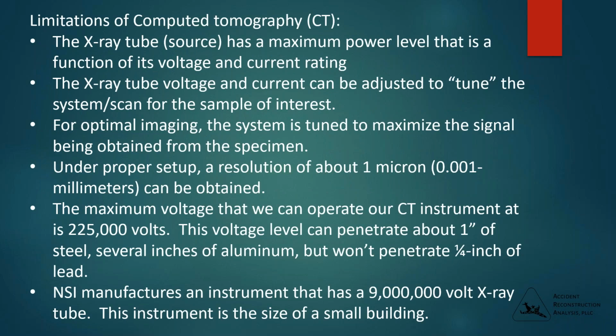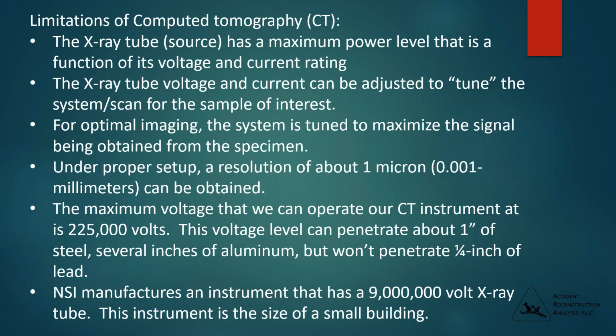Some of the limitations of this technique are that the X-ray source, or the X-ray tube, has a maximum power rating that is a function of its voltage and current rating. The X-ray tube voltage and current can be adjusted to tune the system for the sample of interest. For optimal imaging, the system is tuned to maximize the signal being obtained from the specimen. Under proper setup, a resolution of about 1 micron can be obtained.